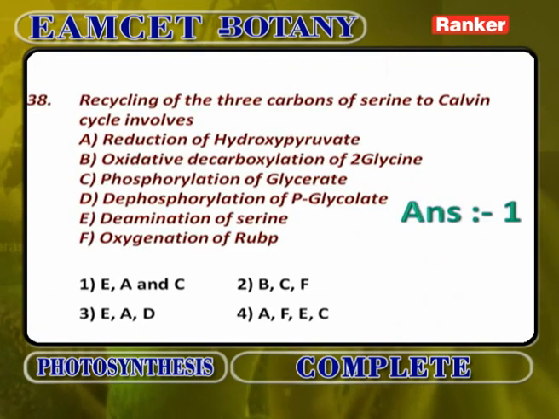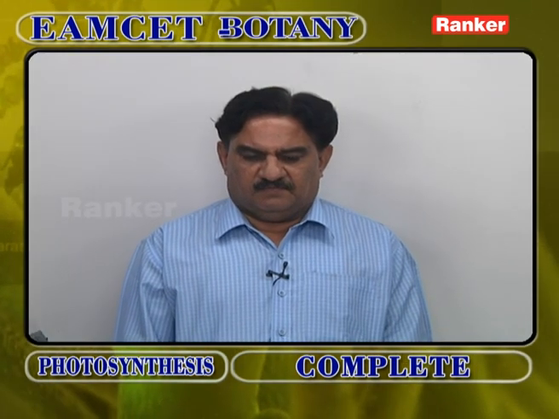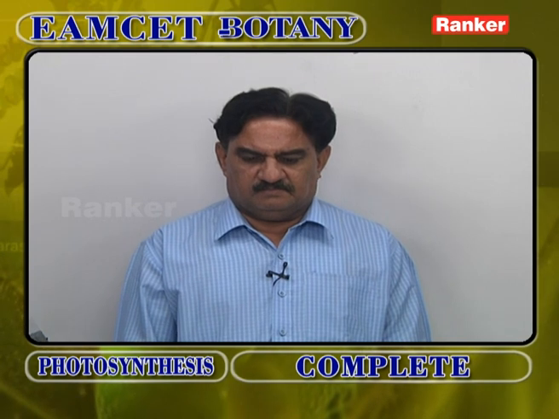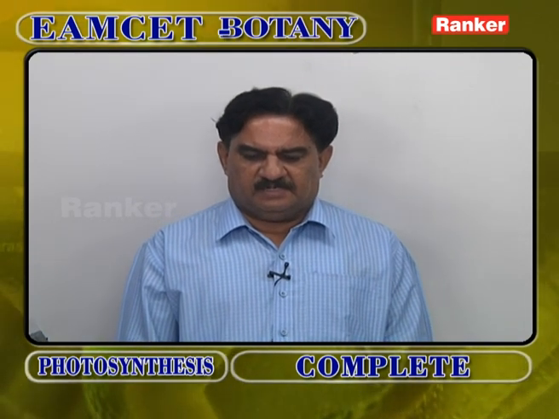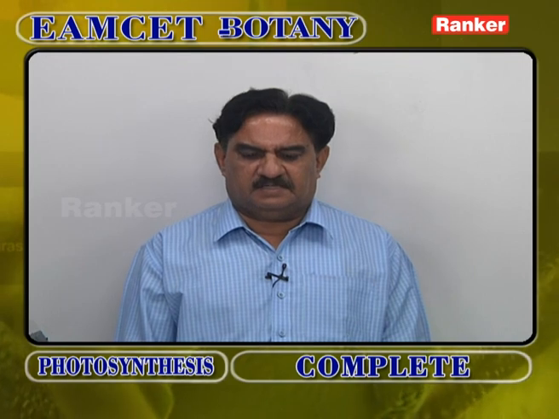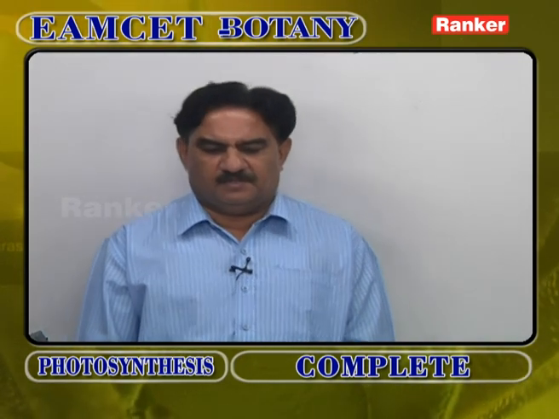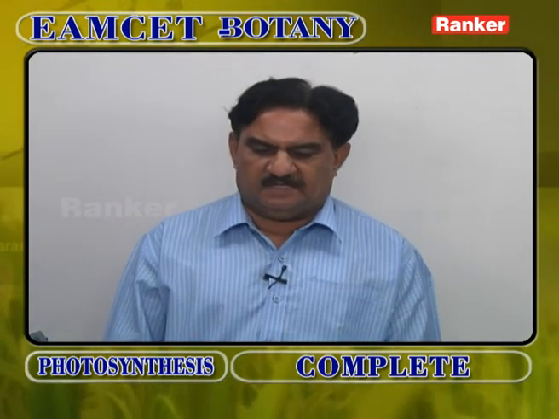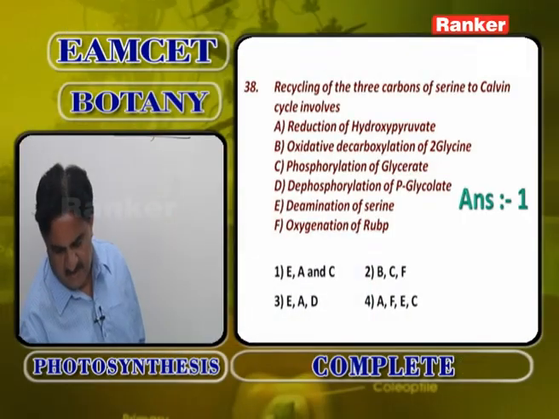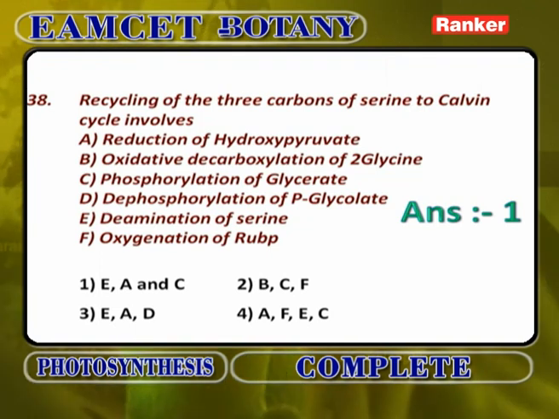Recycling of the 3 carbons of serine to the Calvin cycle involves: reduction of hydroxypyruvate is wrong. Oxidative reduction of hydroxypyruvate is correct. Oxidative decarboxylation of glycine is wrong. Phosphorylation of glycerate is correct. Dephosphorylation of phosphoglycolate is wrong. Deamination of serine is correct. Oxygenation of RuBP is wrong. Recycling of 3 carbons of serine to the Calvin cycle means it is related to photorespiration. So E, A and C, first option.